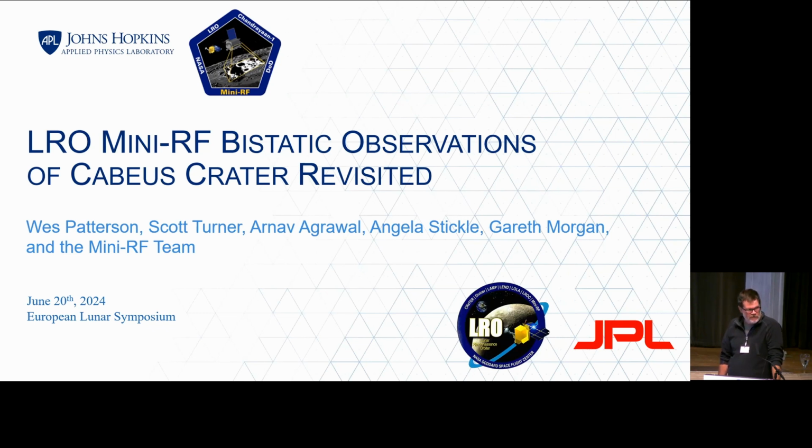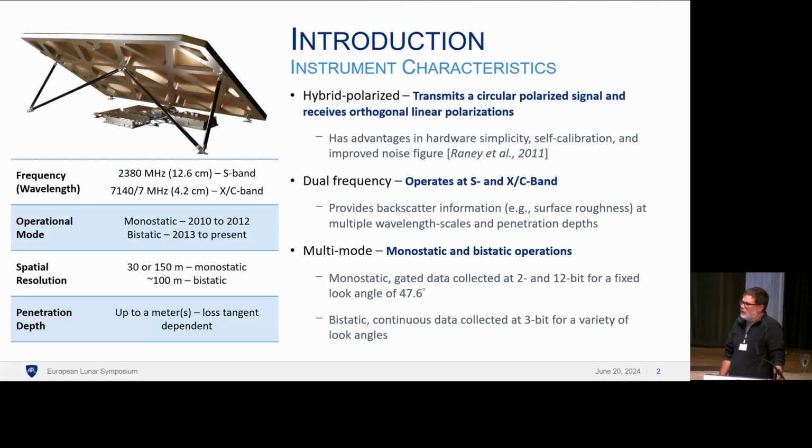I'm going to talk specifically about Cabeus crater, but to revisit Mini-RF for a minute, it is a synthetic aperture radar on LRO. It can operate at two frequencies, S-band and X-band. S-band is 12.6 centimeter wavelength. X/C-band is 4.2 centimeter wavelength. We have operated in two modes.